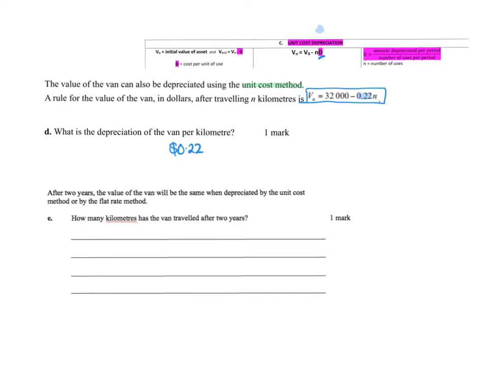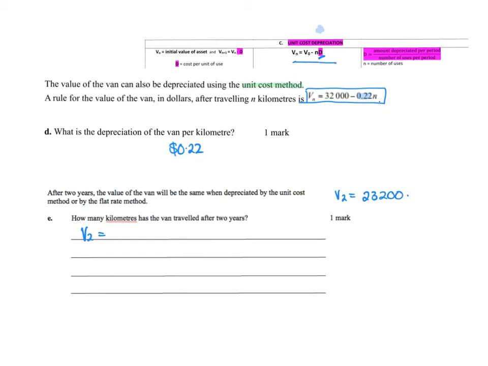How many kilometres has the van travelled after 2 years? So if you looked before, they said the value of the van after 2 years, V2, was 23,200. All right, so if we're trying to see how many kilometres it's travelled, what you're actually trying to find is n. You've got the V2 part of the formula.